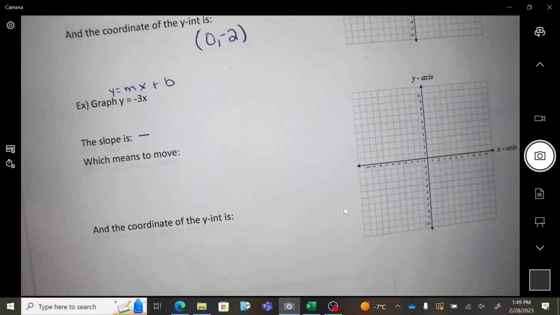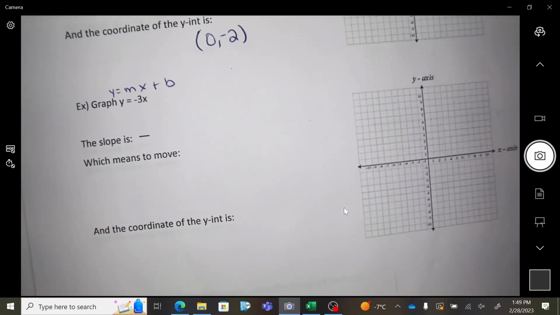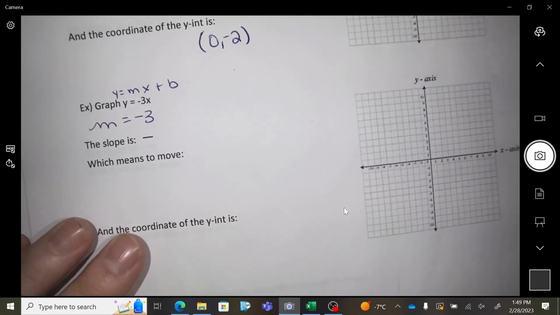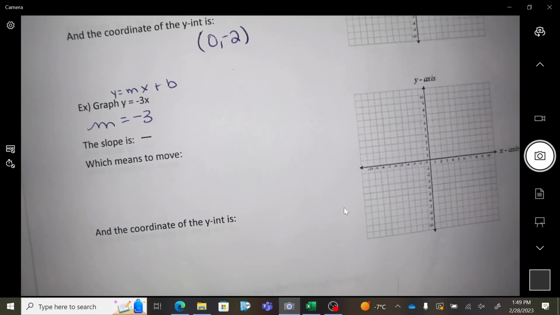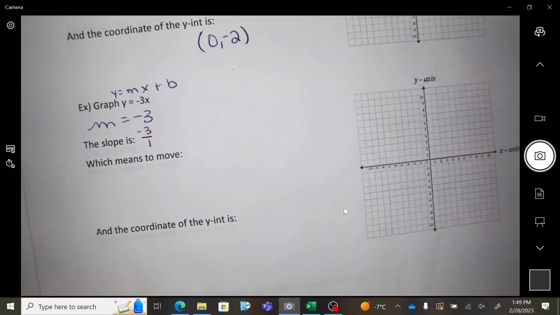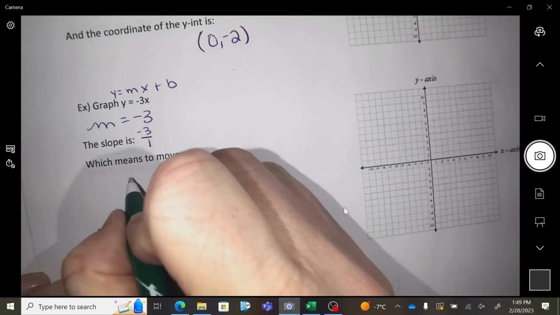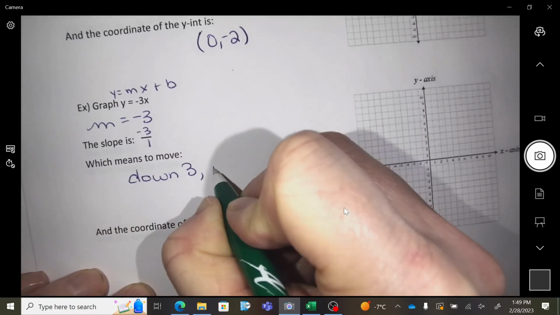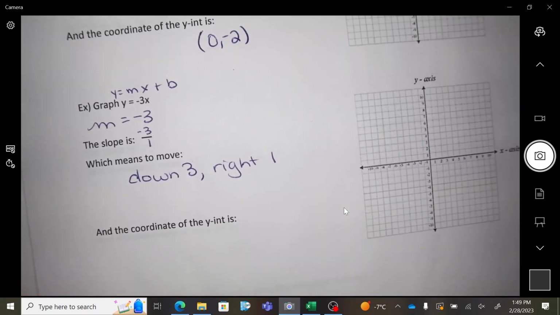So I'm always thinking about the formula, which is y equals mx plus b. So what is the m? What is the slope number? -3. Okay, that's not a fraction. So if I want it to be a fraction, -3 over 1. How am I going to move in a physical pattern? I'm going to be going down 3 and then right 1.